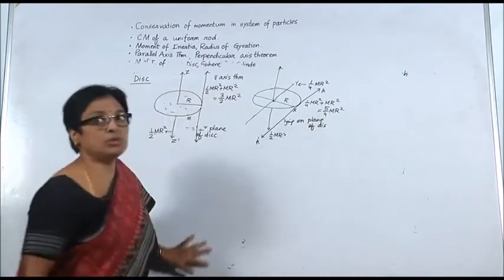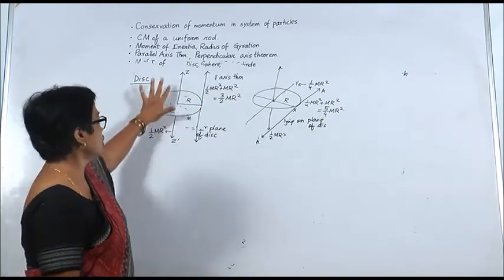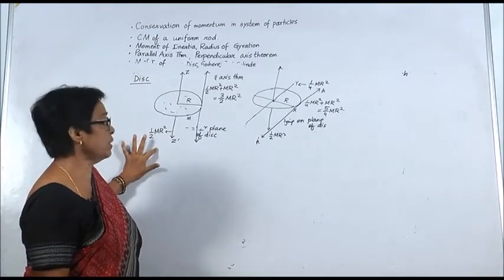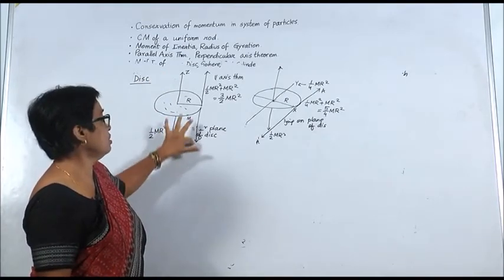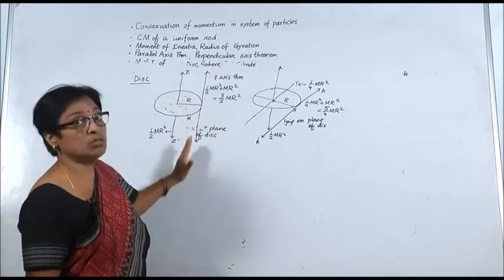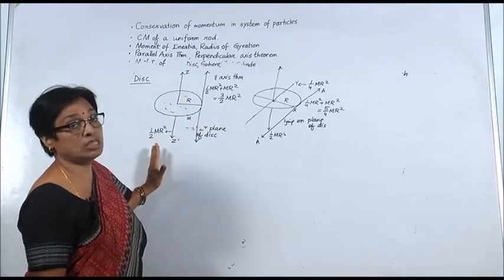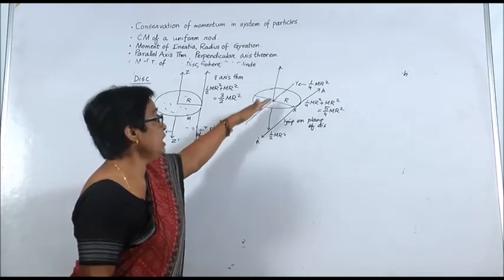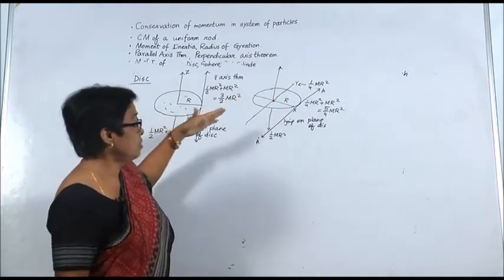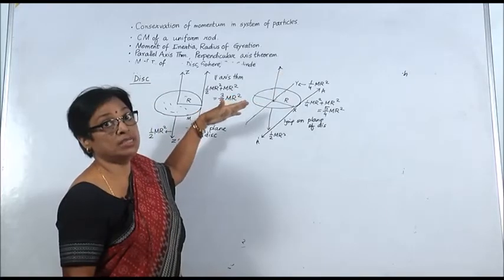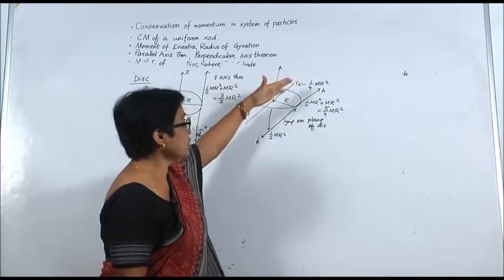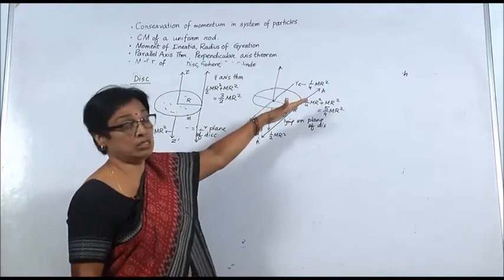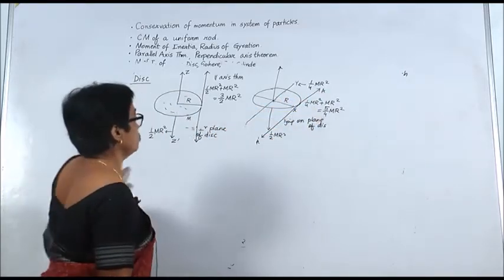So when the axis of rotation changes, if the axis of rotation is passing through the center perpendicular to the disc, it is half mr square. Passing tangentially, parallel to this original axis, then it is 3 by 2 mr square. If the axis lies on the diameter of the disc, it is 1 by 4 mr square, and if it is tangential lying on the plane of the disc, then it is 5 by 4 mr square.